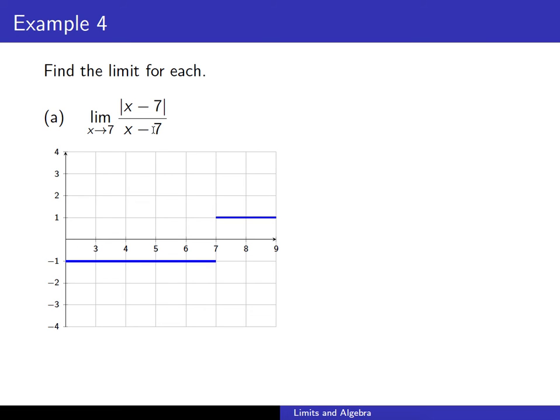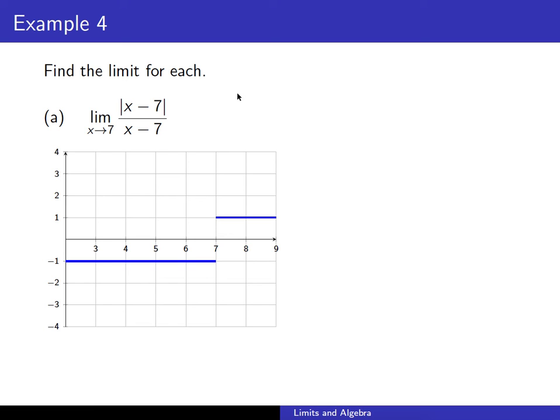So here's what the graph looks like of the absolute value of x minus 7 over x minus 7. Again, with absolute value, you can't just divide it out and say the answer is 1, because it's not x minus 7 over x minus 7. It's the absolute value of x minus 7.